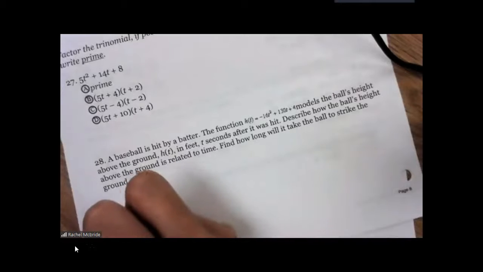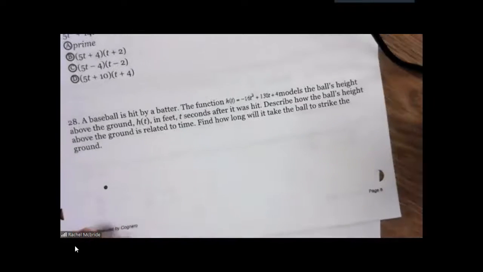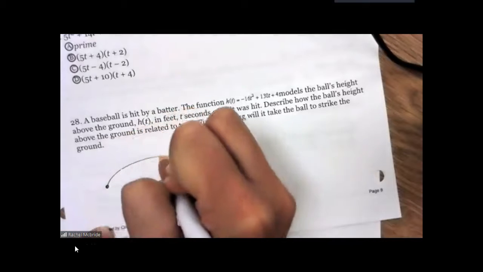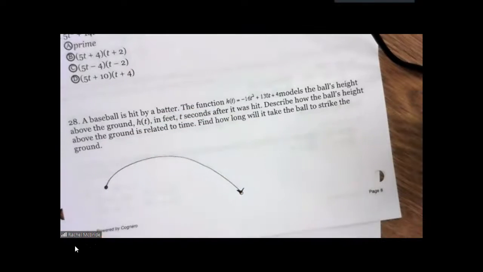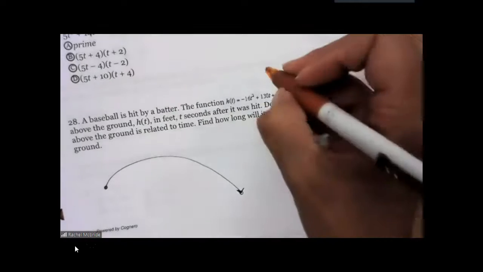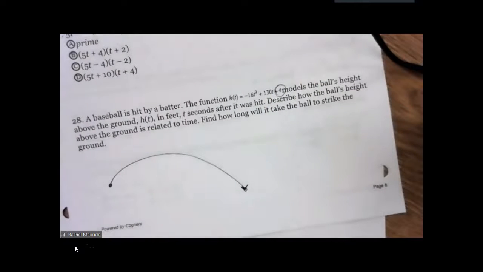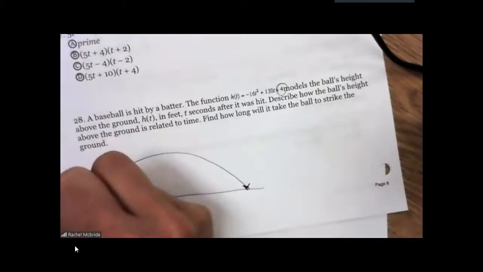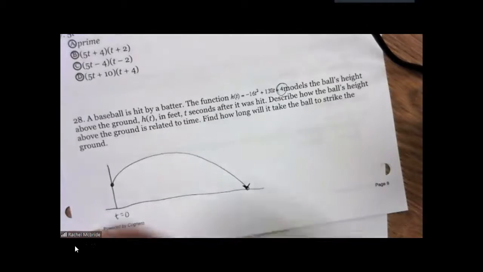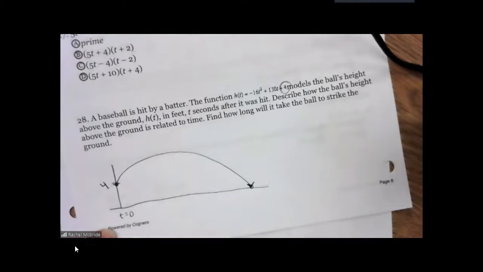Okay, so if you think about the fact that here's a ball that's hit by a batter, when the ball gets hit, it's going to go up, and then it's going to come down and hit the ground. The value of 4 in that equation represents the height at which the ball was hit. So what that means is at time 0, the ball was hit at a height of 4 feet. So again, that should make sense. If you're an average 5 to 6 foot tall person, your swing height is going to be about 4 feet off the ground.